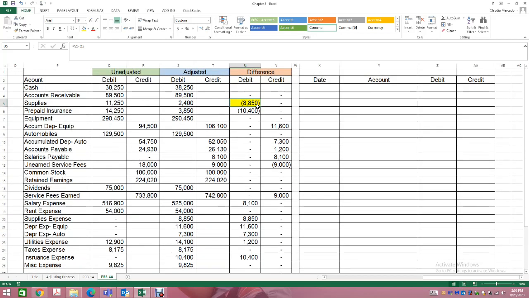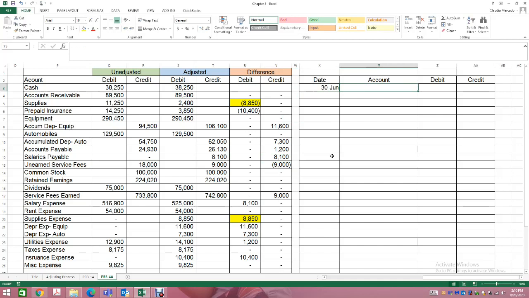Okay, now what else happened? My supplies expense. Okay, supplies expense, I started off with 0. At the end, I had 8,850. So my supplies expense increased by 8,850. Okay, so we have a match. The two accounts that are being affected are supplies expense and supplies. Okay, so my first entry is, this is dated June the 30th.